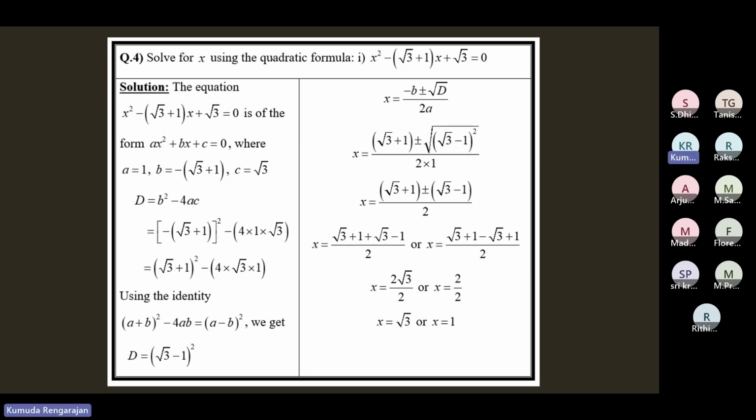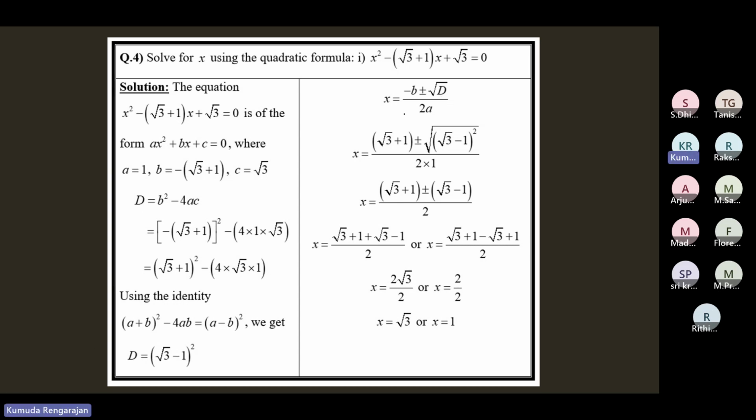So what are the steps to use the quadratic formula? Step 1, the given quadratic equation must be in the standard form. Then you compare the equation with the standard form ax square plus bx plus c is equal to 0 to get the values of a, b, and c. Once you have the values of a, b, and c, find the discriminant which is given by b square minus 4ac. It is of the form a plus b the whole square minus 4ab, which is a minus b the whole square using the identity. D is equal to a minus b the whole square. So it is root 3 minus 1 the whole square.